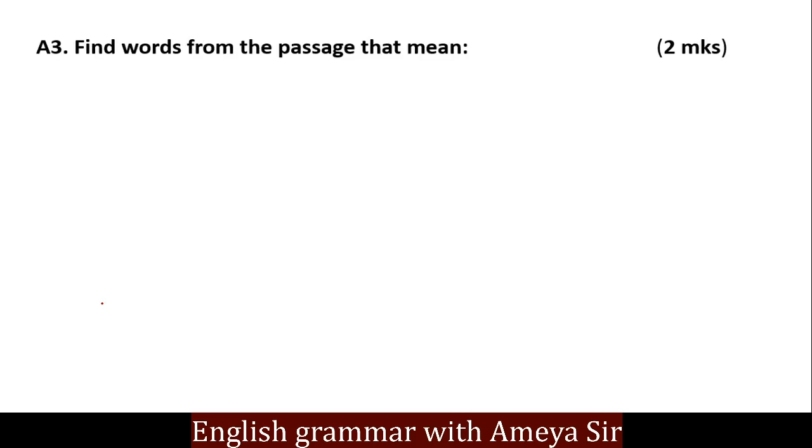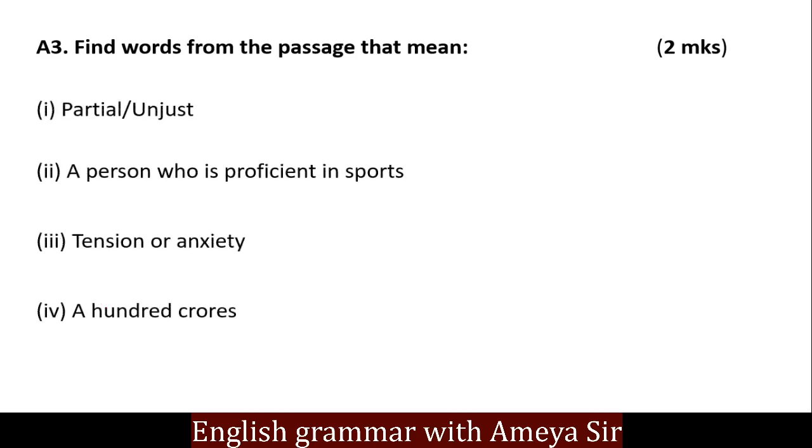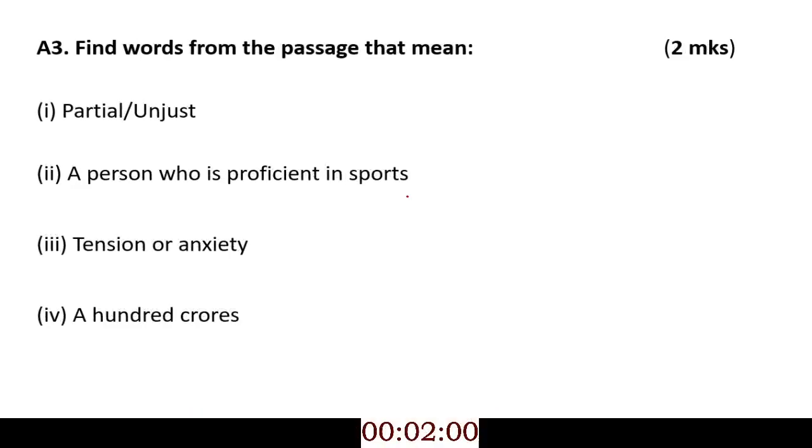The next question is: find words from the passage that mean the following. The moment the questions come up, your time will start. And here are your questions, and your time starts now. Let me read them. Partial or unjust. What's the word for that? A person who is proficient in sports. The third one is tension or anxiety. And the last one is 100 crores. What are the words in the passage for these? Fine, go ahead and find them. I will join you in some time.